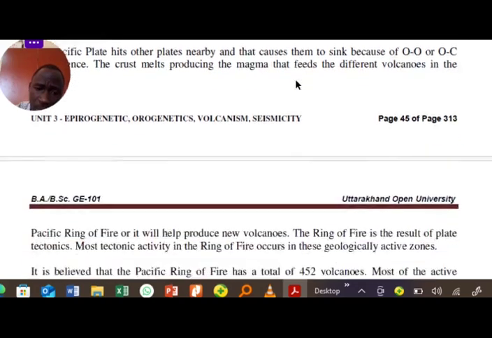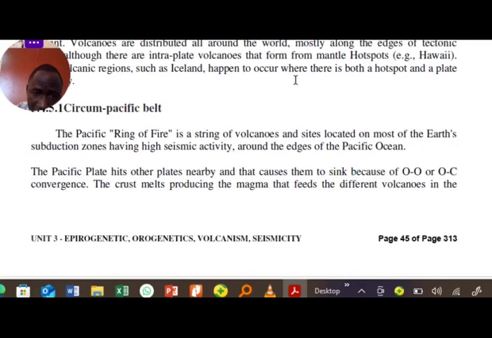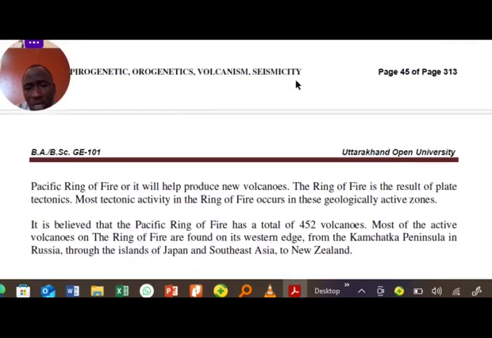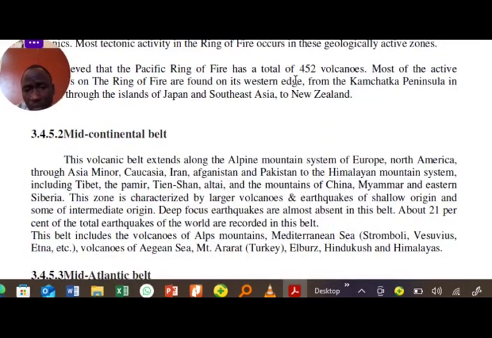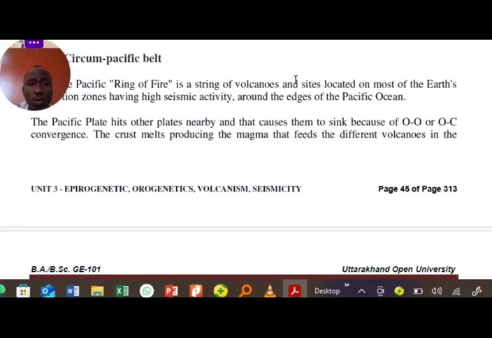I think for now we can stop here. Then we shall be picking up from there next time, where we shall be looking at the Circum-Pacific Belt. Then we will also look at the mid-continental belts as the world distribution of volcanoes. For now, I beg to stop here, where we shall be picking up from next time.